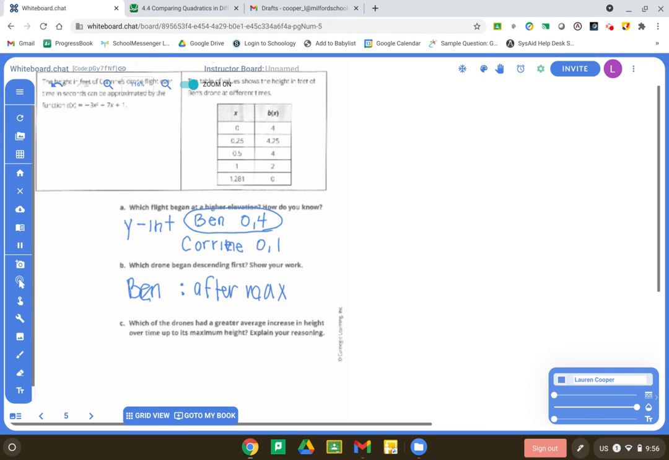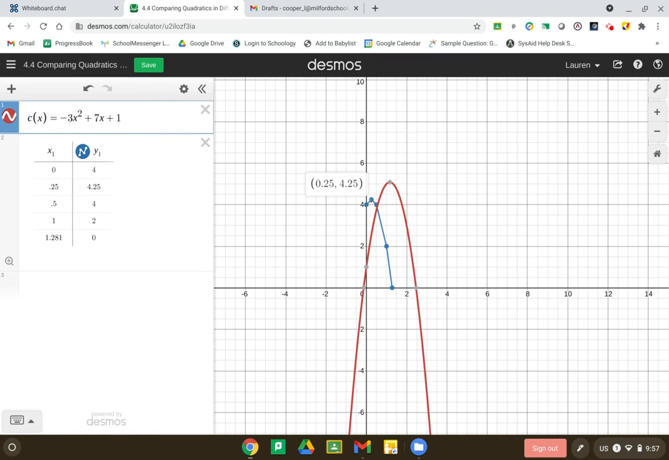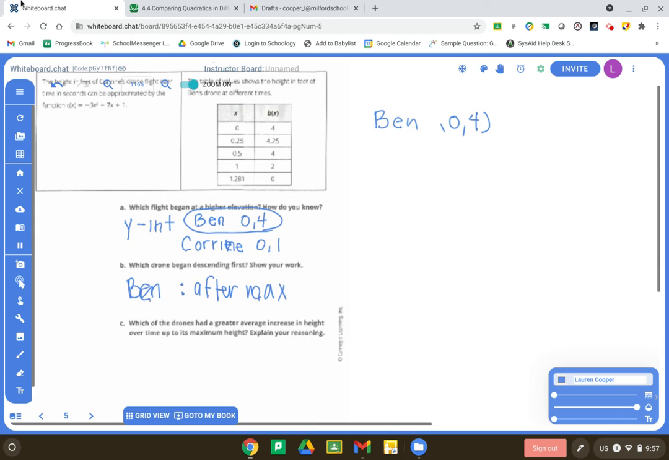And then it says which drones had a greater average increase in height over time up to its maximum. So this is where we're going to find the slope again to figure out which one kind of grew the fastest. So I'm going to write it off to the side if you don't mind. So Ben started at 0, 4. And then his maximum was 0.25, 4.25.